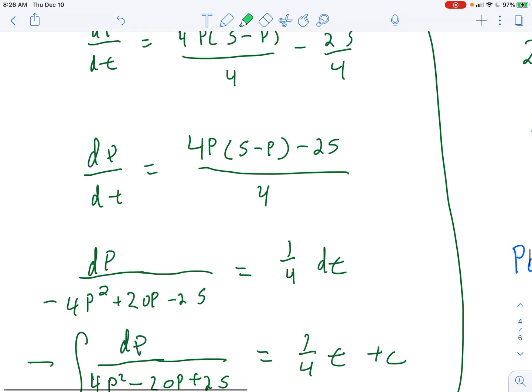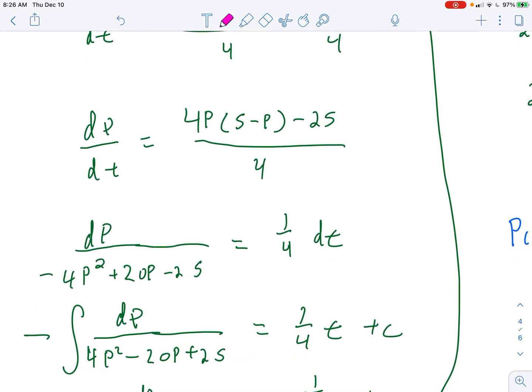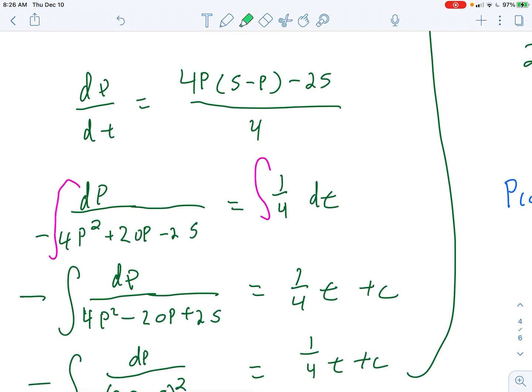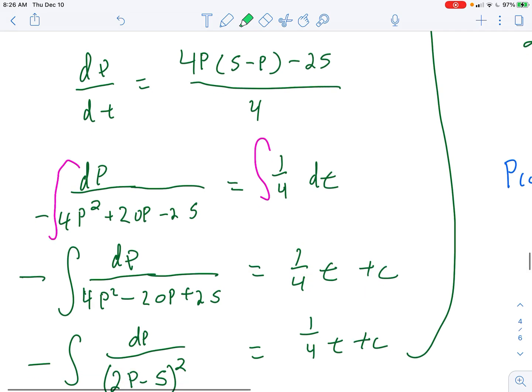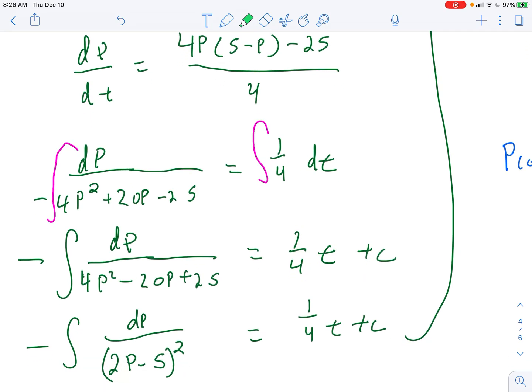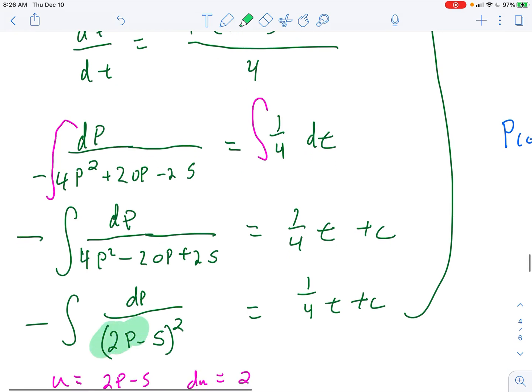So I'm using separation of variables. Now, once I've done that, I'm going to take the integral of the left side and the right side. Doing the integration on the right, it's pretty simple. 1/4 t plus c. The integration on the left, though, I'm going to pull out the negative, and I'm going to be left with 4p squared minus 20p plus 25. And I recall from when I was doing the phase portrait that that's just 2p minus 5 squared.